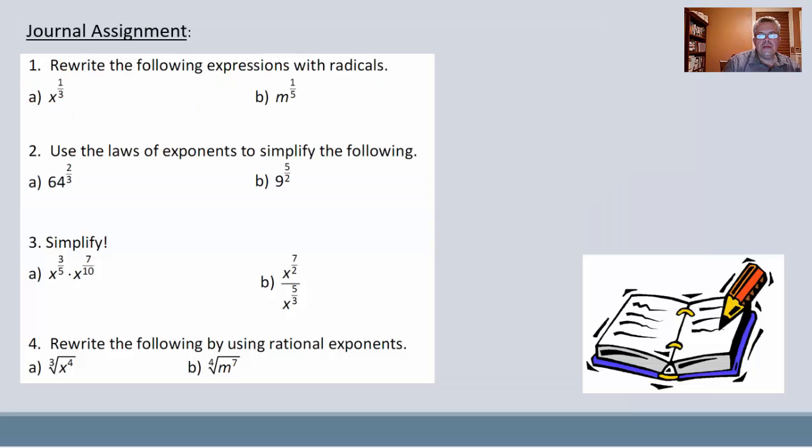So here's your journal assignment. You're going to rewrite these as radicals. And you can use your calculator to do these. We're going to find the values of these expressions. So I would do the root first and then the power if you're doing it by hand. You're going to simplify these. Again, you're going to add exponents here and subtract exponents there, and then rewrite these. Once you get the hang of this, it'll be a snap. Good luck.